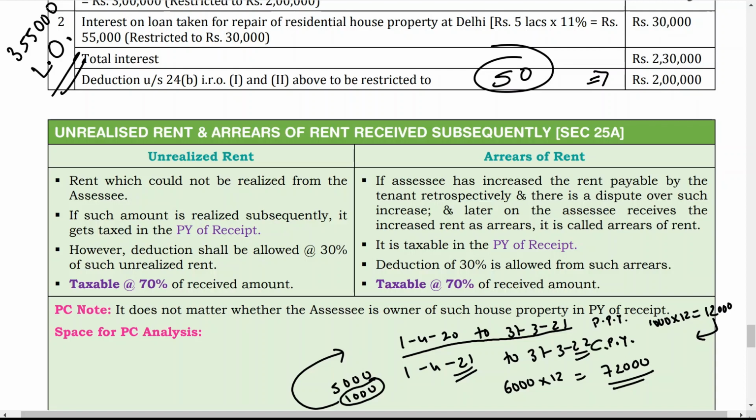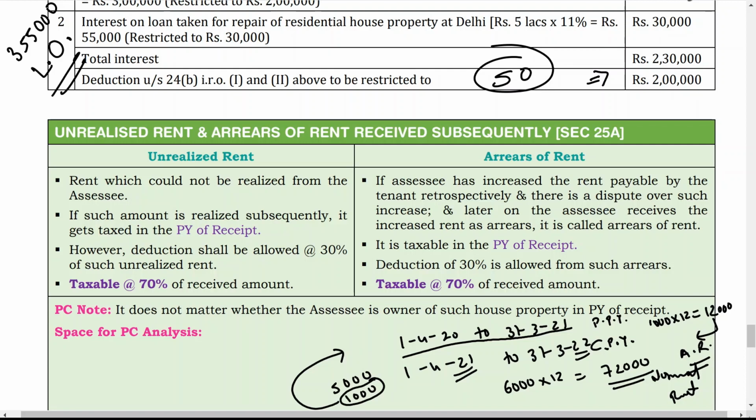This is your current previous year. That 1,000 increase is from the preceding previous year, so 1,000 into 12, that is 12,000, you are receiving in this year. So this 12,000 is considered as your arrears of rent, and this 6,000, that is 5 plus 1, is your normal rent, so into 12, 72,000. So that is your normal rent. This is the difference between unrealized rent and arrears of rent.